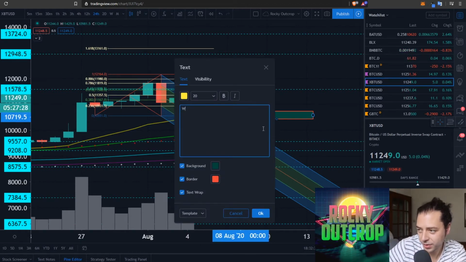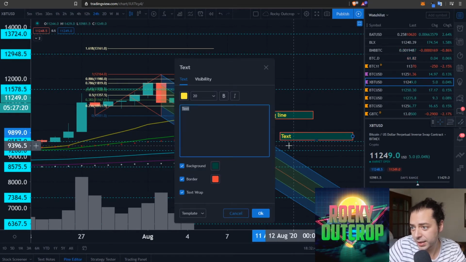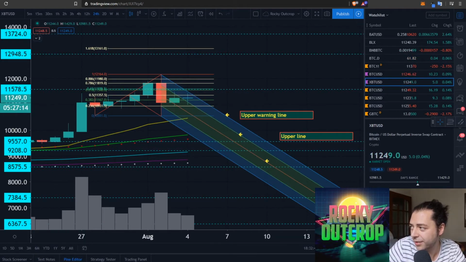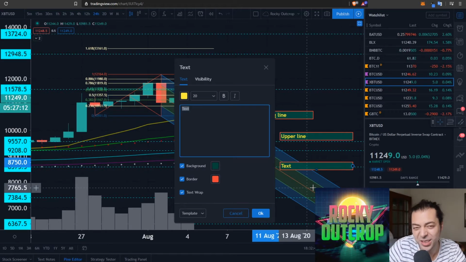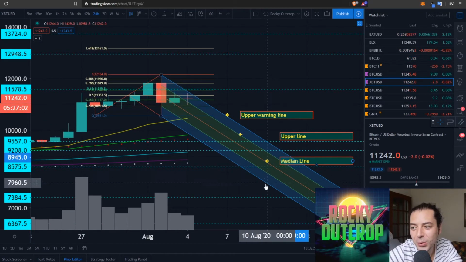That's your upper warning line. That is your upper line. Actually, not 100% sure what the names of these things are. I can't really remember off the top of my head, but these are good enough names for them, right? And then that continues down the way with the lower line, and then the lower warning line, right?